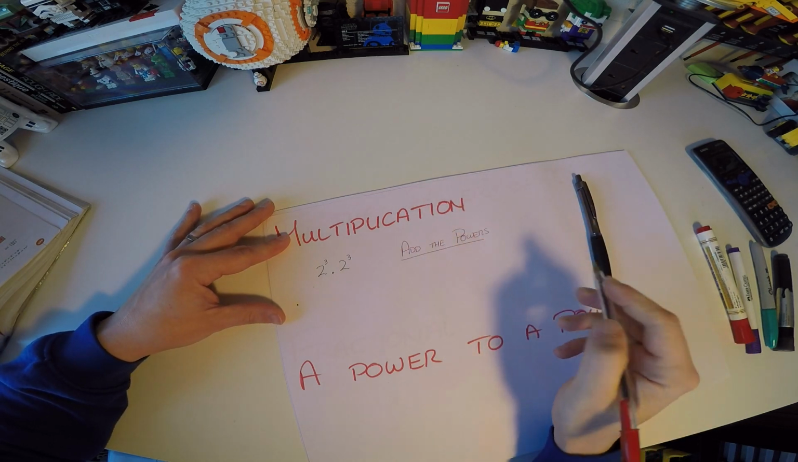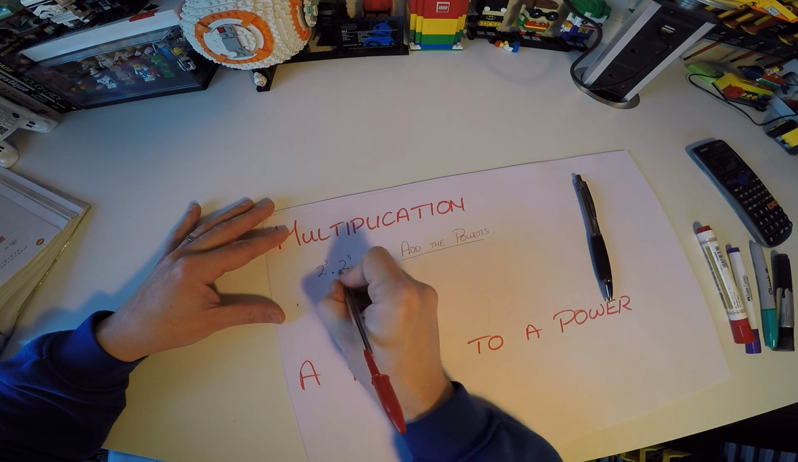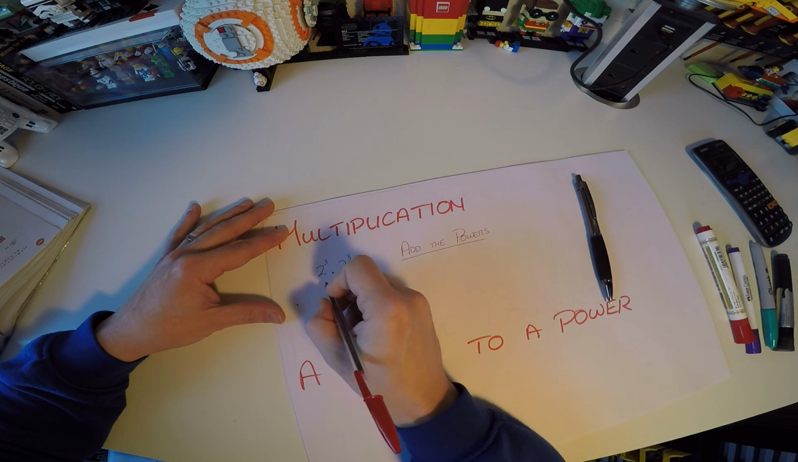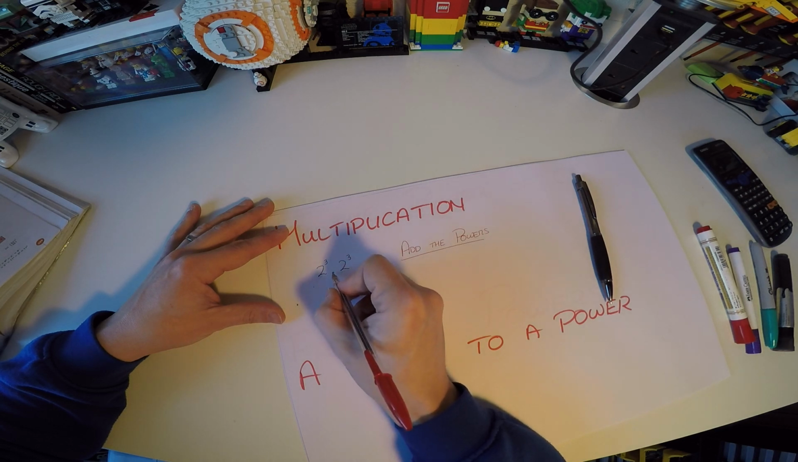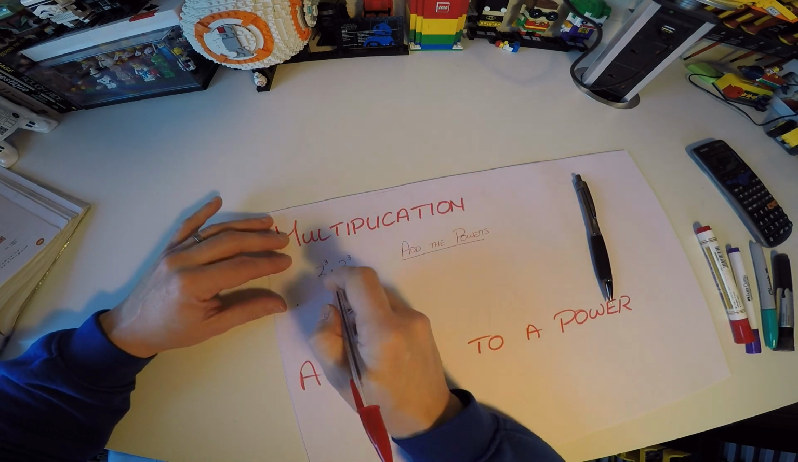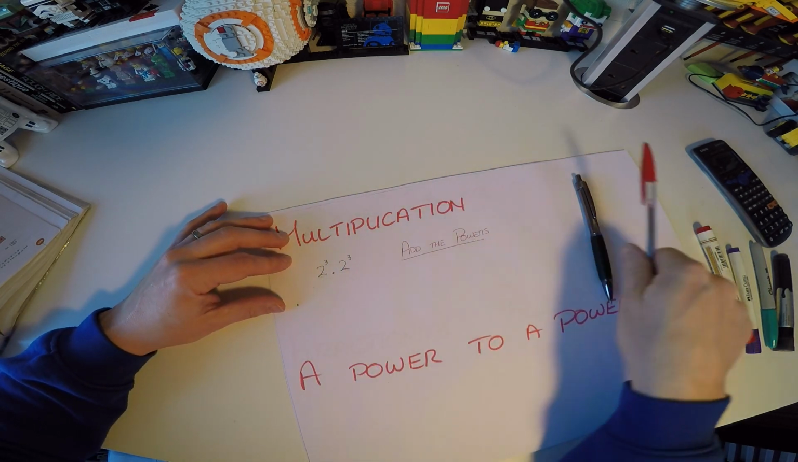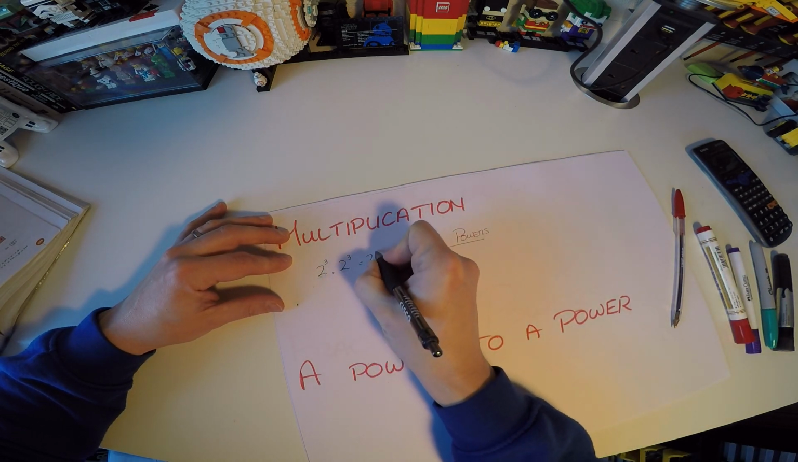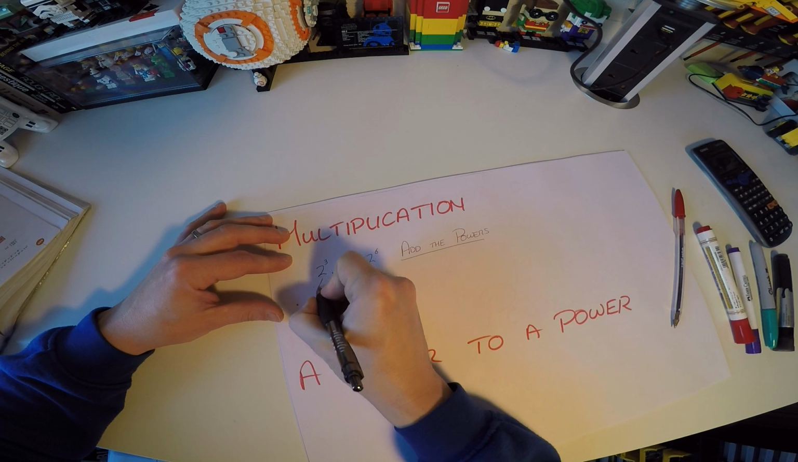Now, a couple things to remember. The 2 needs to be the same. The base of the power needs to be the same in both for this to happen. I have a 2 here and a 2 here, that's okay. If it was 2 to the power of 3 multiplied by 3 to the power of 3, I couldn't do anything then. I'd have to leave it as it is. But because the bases are the same, we can add the powers. So 2 to the power of 3 times 2 to the power of 3 is 2 to the power of 6.